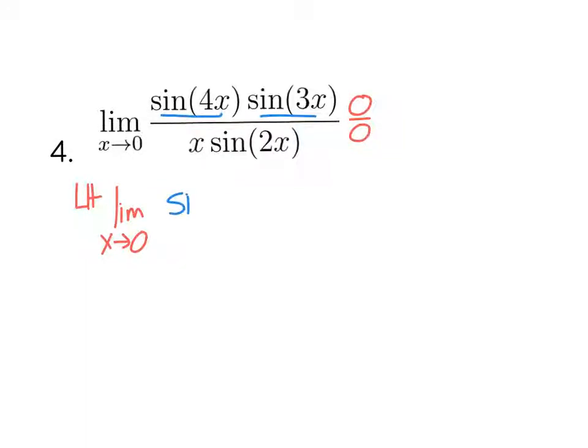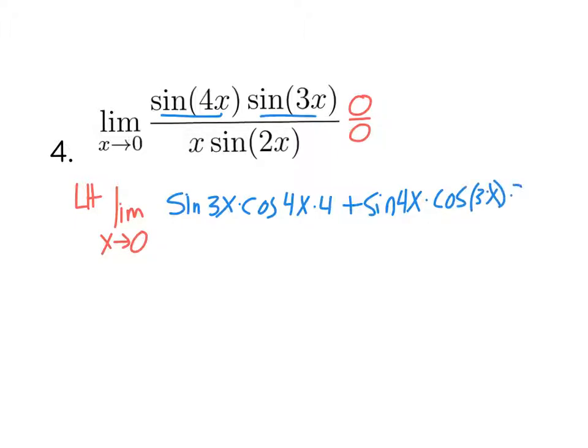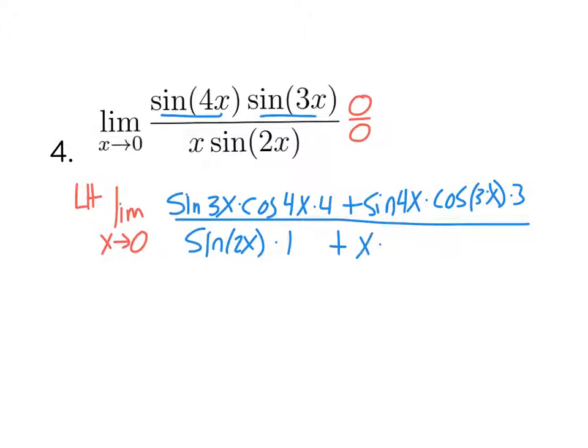So we've got sine of 3x times the derivative of the first, which is going to be cosine of 4x times 4. We got plus, and then we got the first, sine of 4x times the derivative of sine, which is cosine of 3x, and then times 3. And then on the bottom, we have another product rule, the second, sine of 2x times the derivative of the first, which is 1. And then plus, we've got x times cosine of 2x times 2.